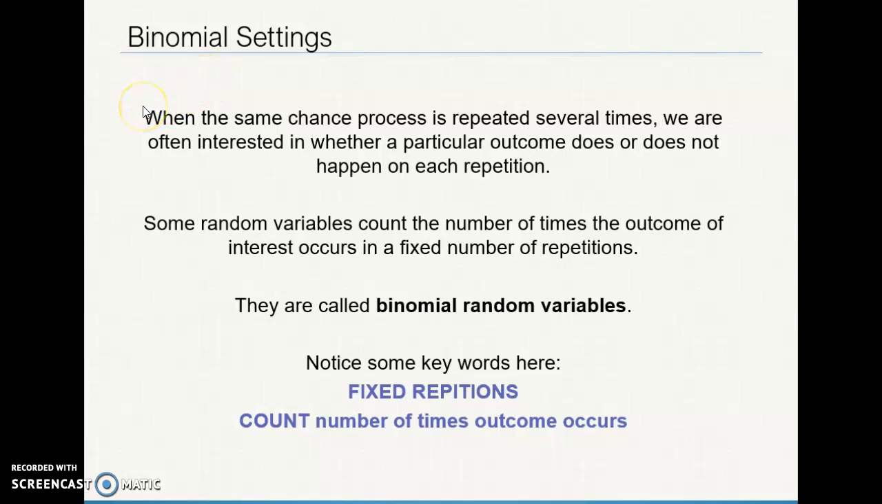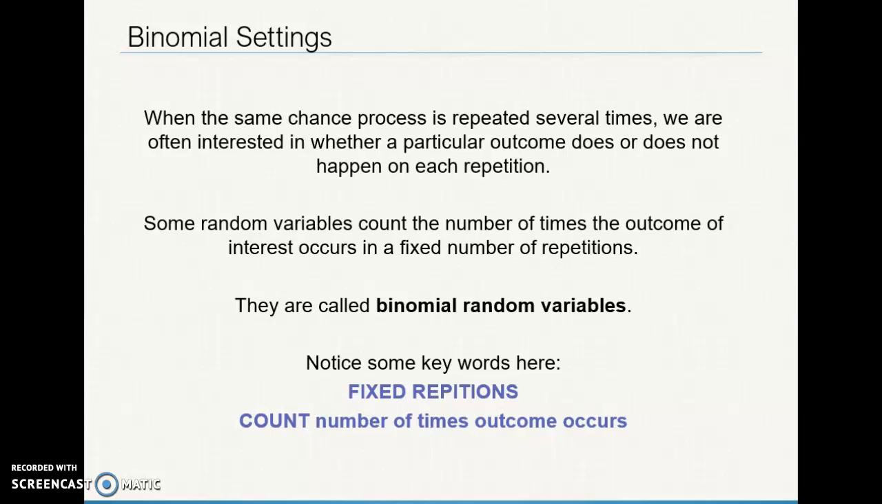Let's just take a minute and discuss what exactly is a binomial setting. A binomial setting is when the same chance process is repeated over and over again. We're often interested in whether or not a particular outcome does or does not happen. So think about shooting a basketball over and over again. You're going to determine, does it get in the hoop or does it not get in the hoop? That would be a binomial random variable because we're doing the same chance process, and it's either going to happen or it's not. You're either going to get in the basket or not get in the basket.